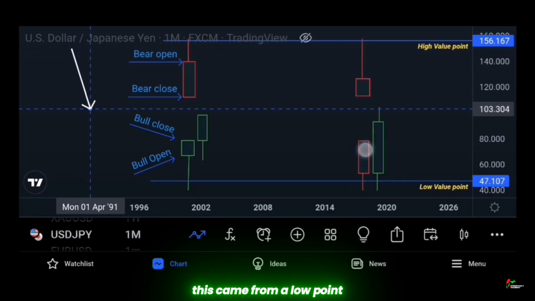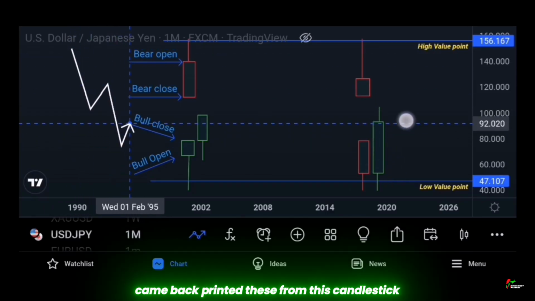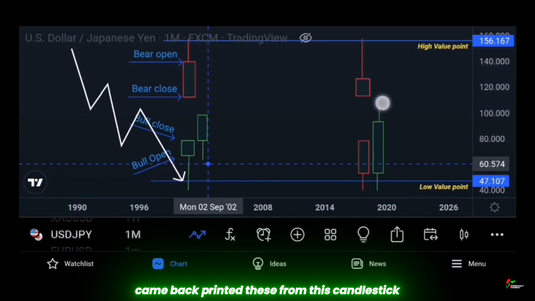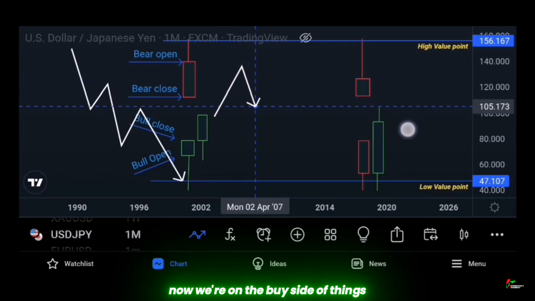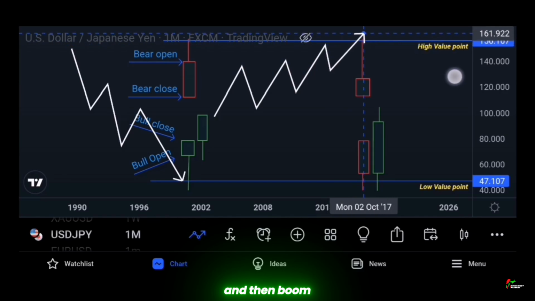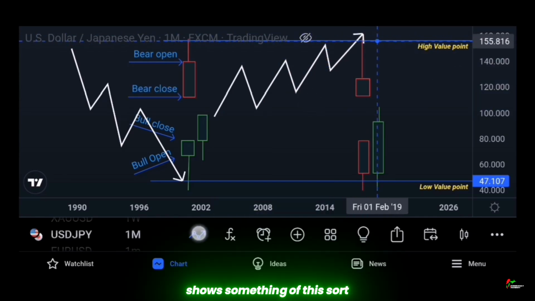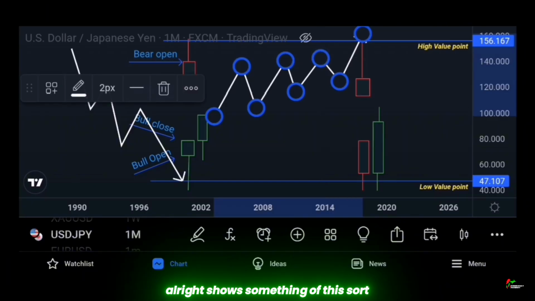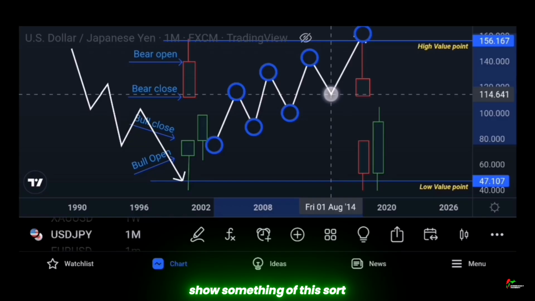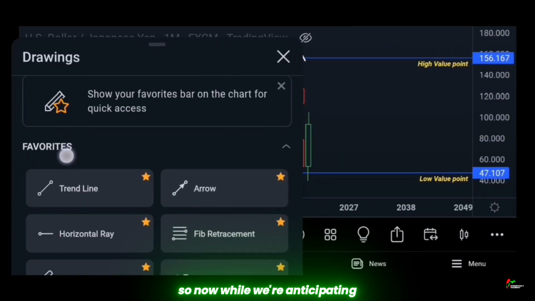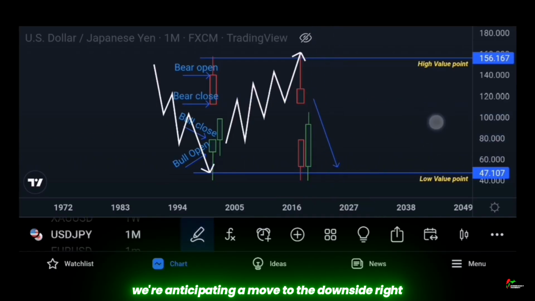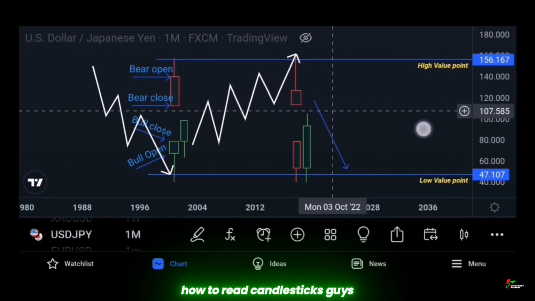This came from a low point, came back, printed these, formed this candlestick, and from here onwards we are on the buy side of things, and then boom, it shows something of this sort. Let me just bring it down a bit. It shows something of this sort. Alright, so now we're anticipating a move to the downside. So this is how to read candlesticks, guys.